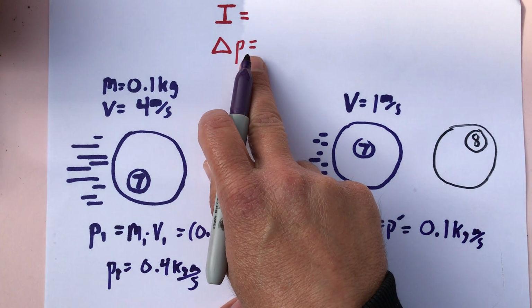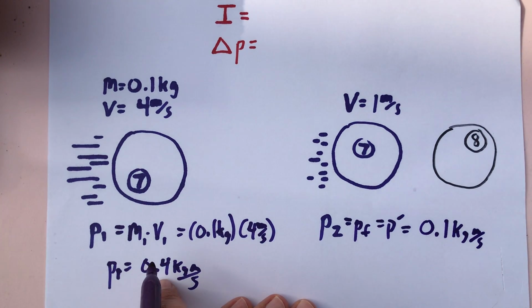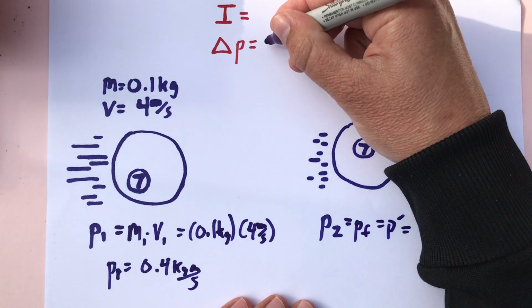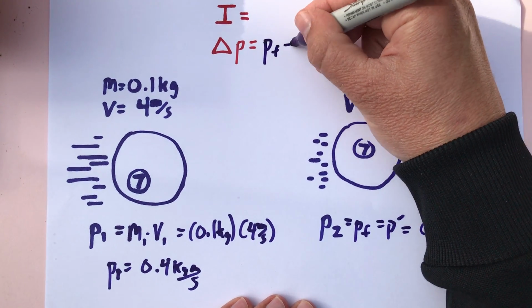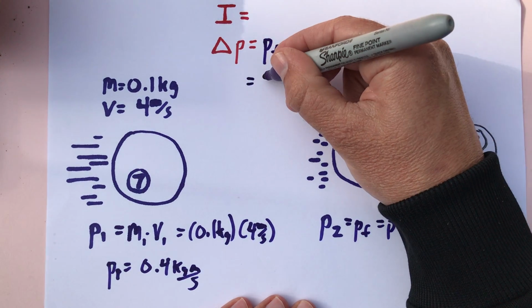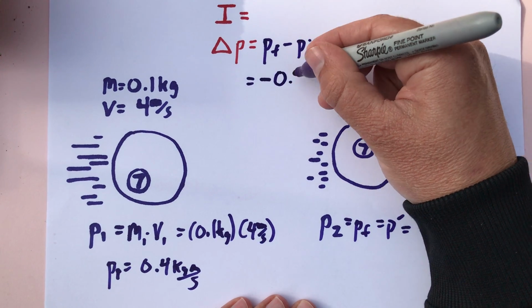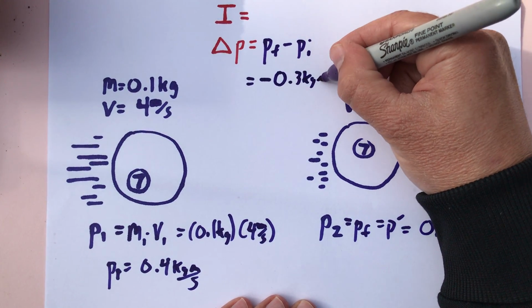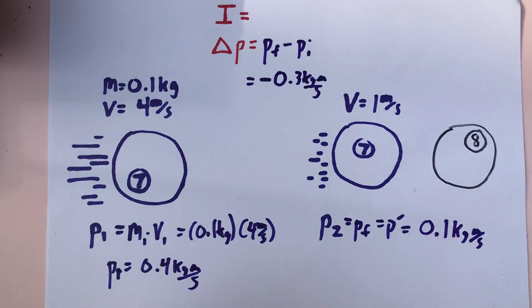We can now answer, what is the change here? Well, we went from 0.4 to 0.1, so if we do our final minus our initial, or just think about it logically, we had a change of negative, that is important, negative 0.3 kilogram meters per second of momentum is our change.